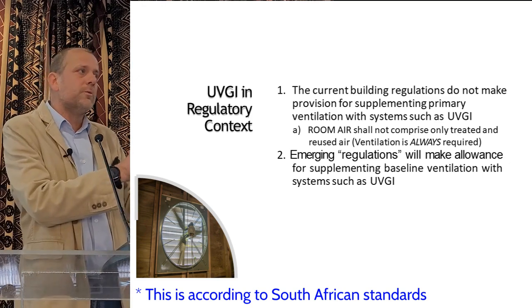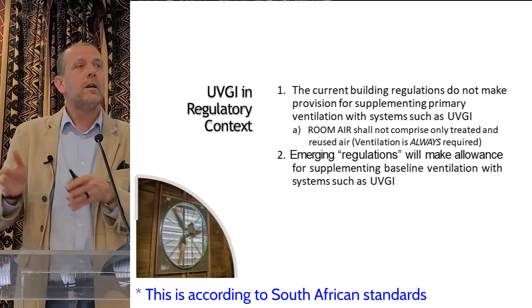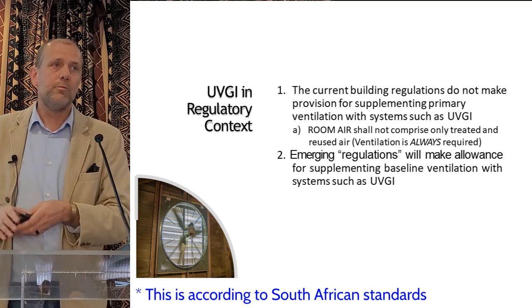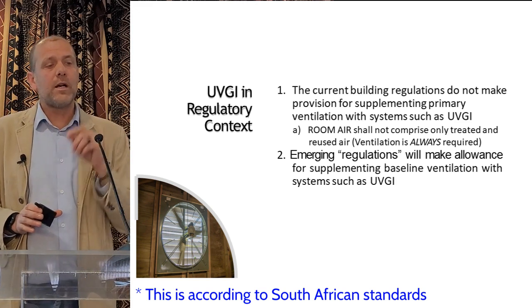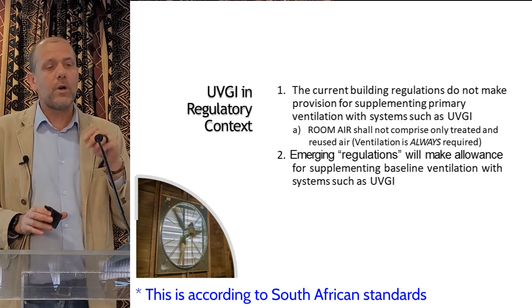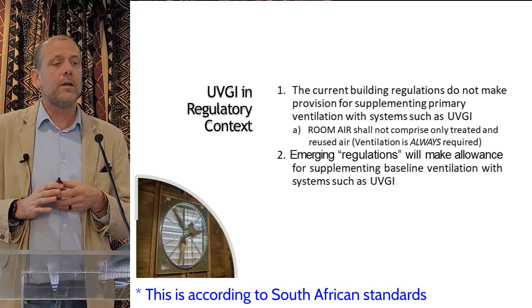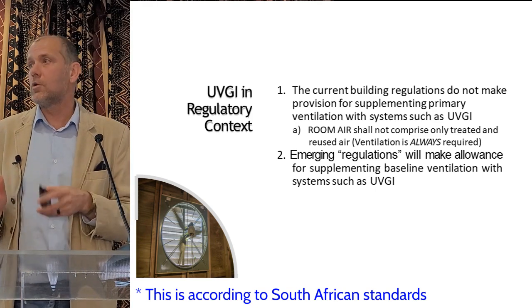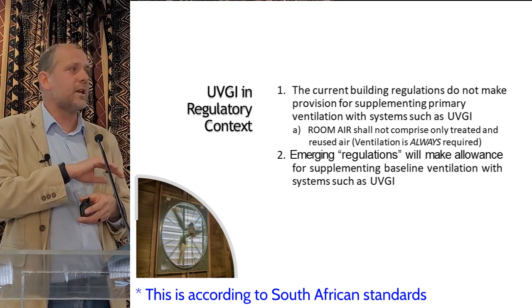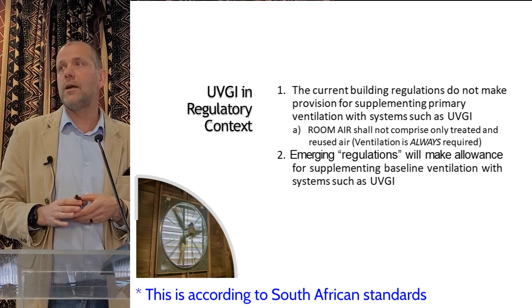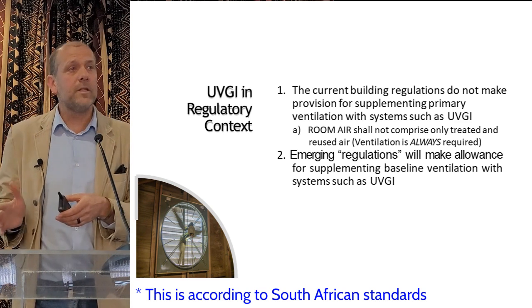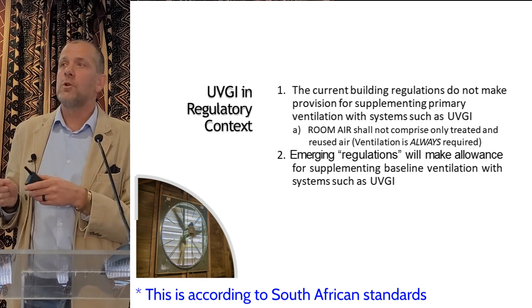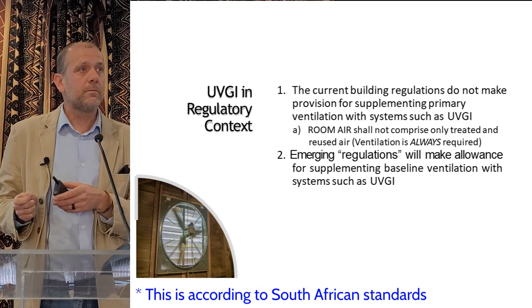So you can't do 6 air changes mechanically ventilated and 12 air changes with a UVGI system. Not allowed. And that room air shall not comprise only treated and reused air. So ventilation is always required. You can't throw away your ventilation and replace it with UVGI. It's not an option. If your ventilation system doesn't work, or if you have no ventilation, you do not have the option of only installing UVGI.